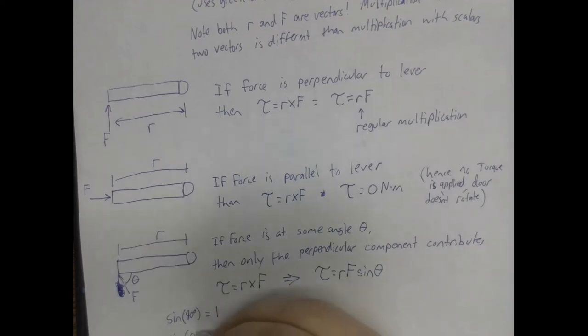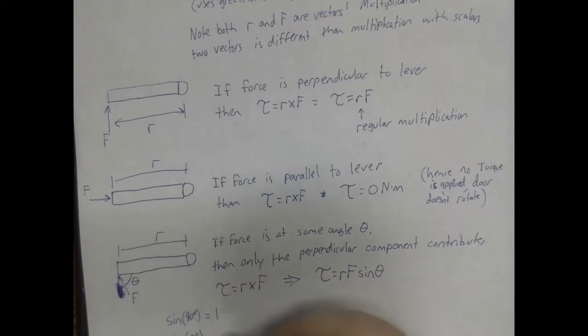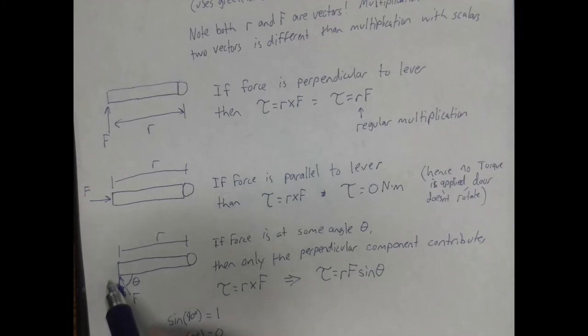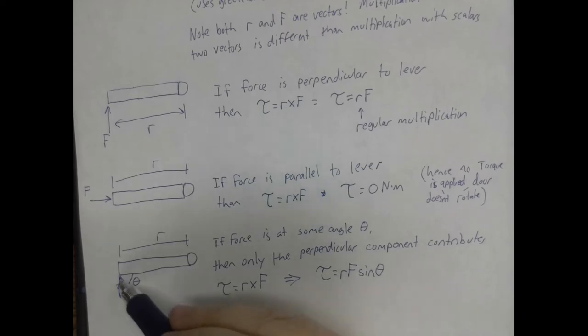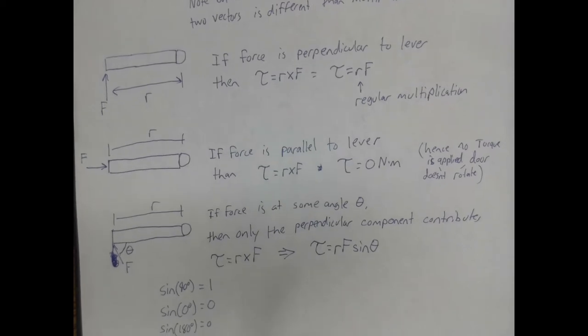Sine of 0 degrees, so if we reduce this angle down to 0, it's equal to 0. Sine of 180 degrees, also 0. So if I rotate it over here, like in this case, it's 0 too. So only when the force is vertical do we get the full force. Makes sense?